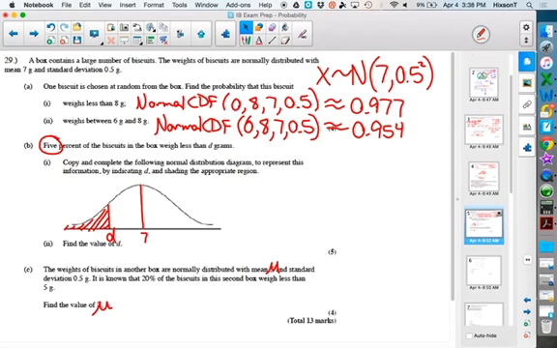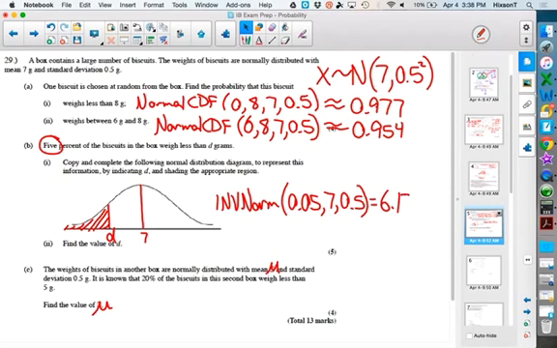Okay? Then you can find the value of D by using inverse norm. And remember, that takes the area below. So the area below is 5%, so 0.05. And then the mean and the standard deviation again. What do we get when we do that? Does anyone have that? Yes, 6.178. All right, so this value of D is 6.178.